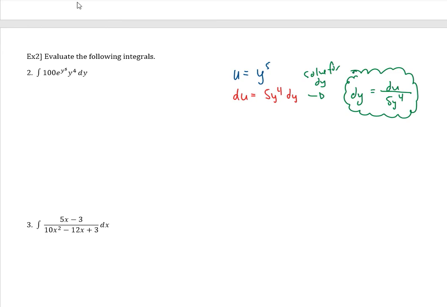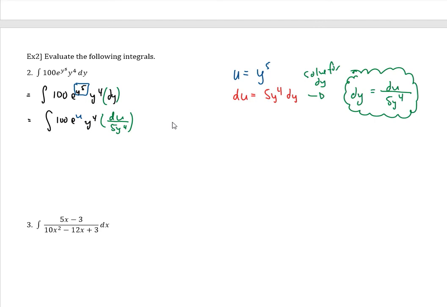Okay, so looking at our integral here, let me go ahead and rewrite it again just so I have plenty of room for marking. What we're going to do is the substitution. We're still going to do the blue substitution. So this here is going to be u. Okay, so let's start to rewrite it. So I have the integral 100 e to the u. And then the only thing that's different, well, the y to the 4 I'm still going to write. dy is what I'm going to change based on this cloud. So it should become du over 5y to the 4.